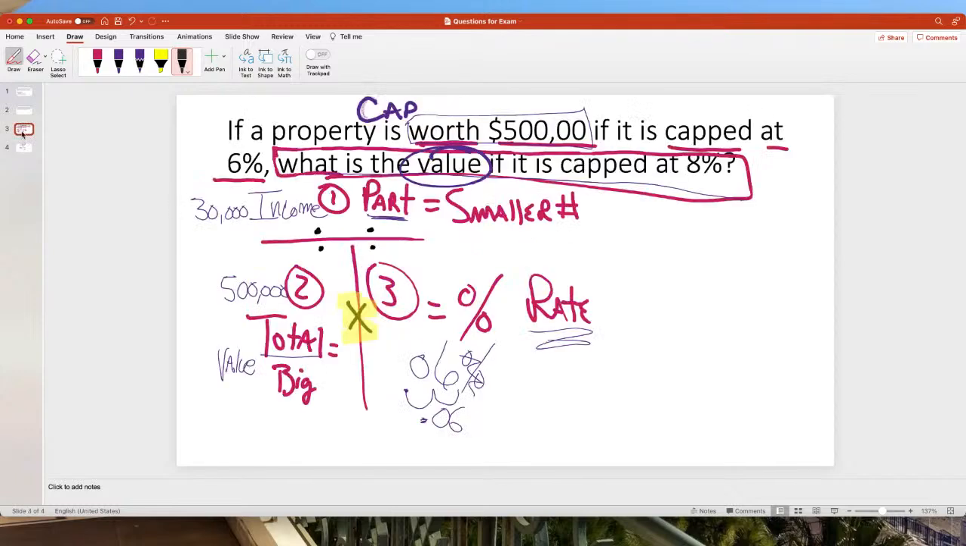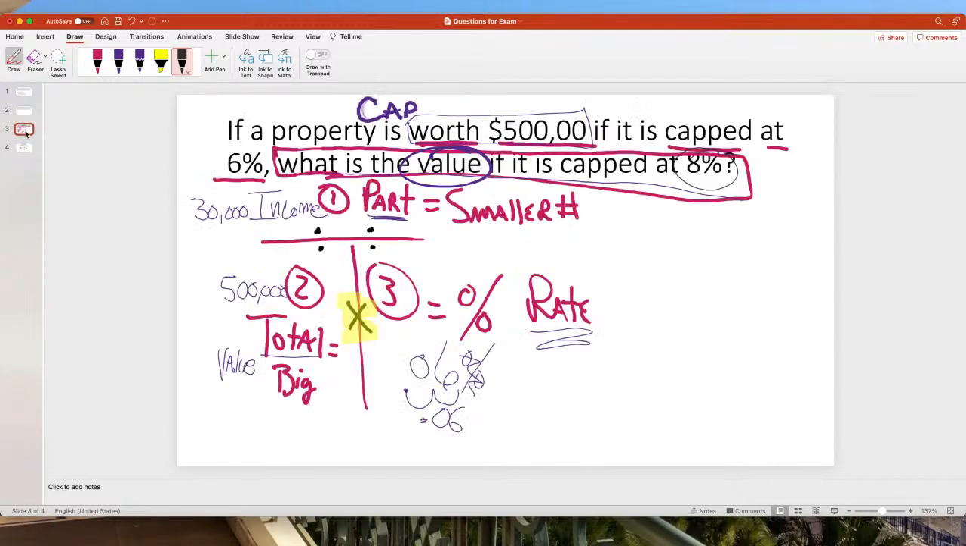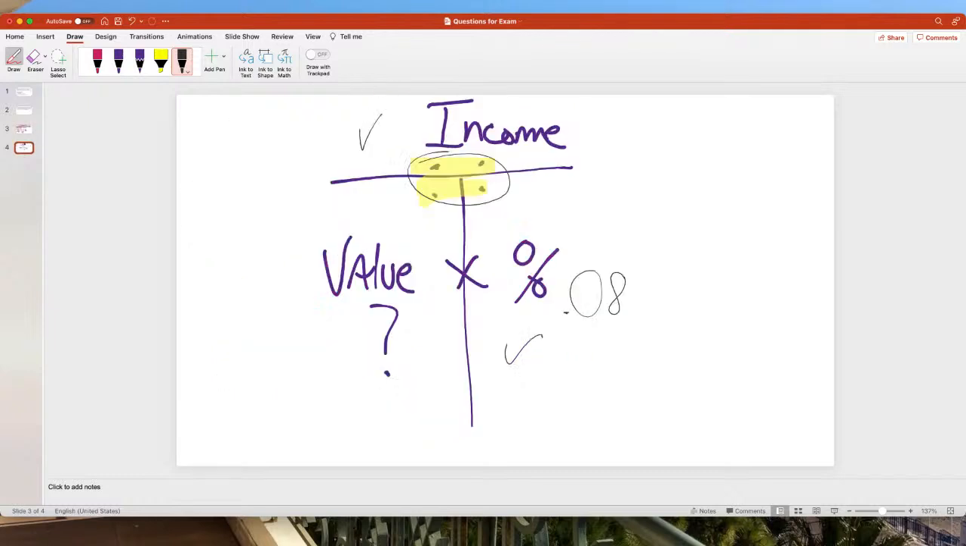Well, going back to this problem, do we know the rate? Yes, it's 8%. So that's going to be 0.08. Do we know the income? Yes, we solved that over here. It's 30,000. So 30,000 divided by, because that's our math symbol, and this is always going to go in our calculator first, 0.08 equals $375,000. That's our answer.